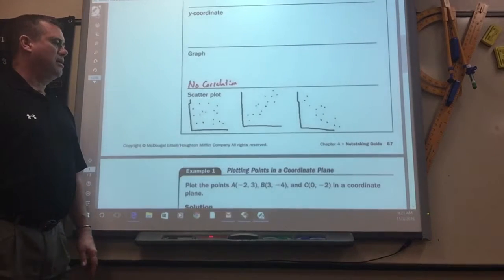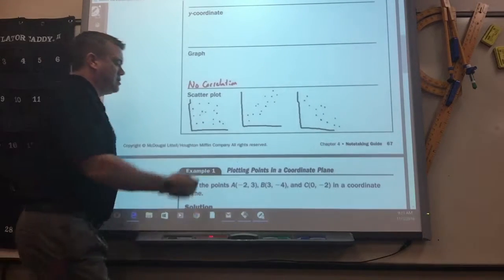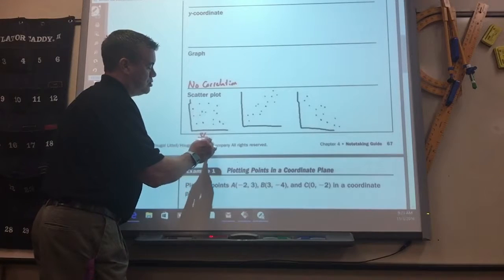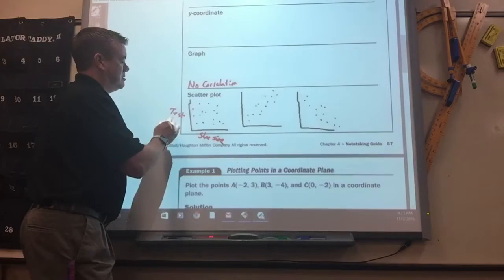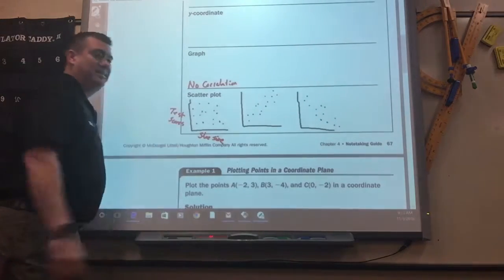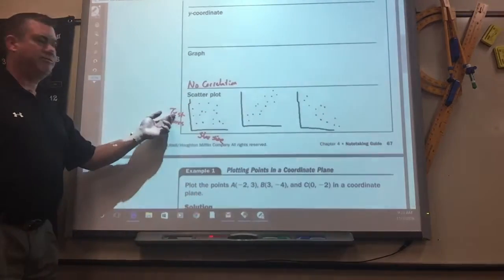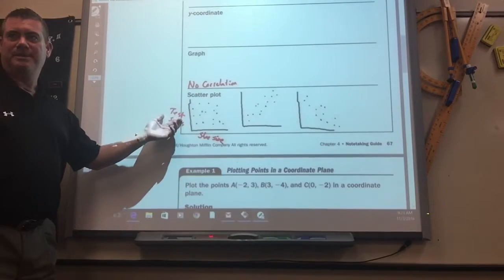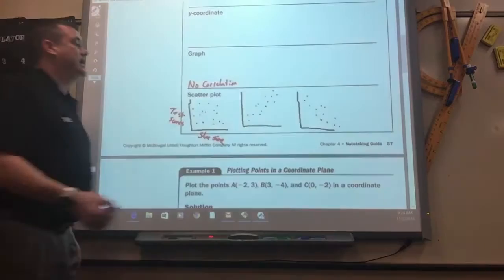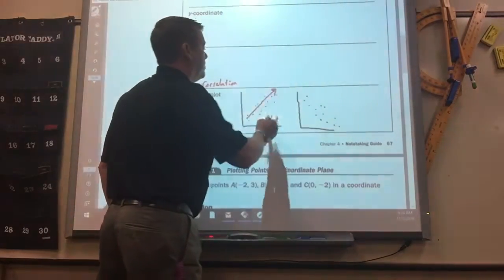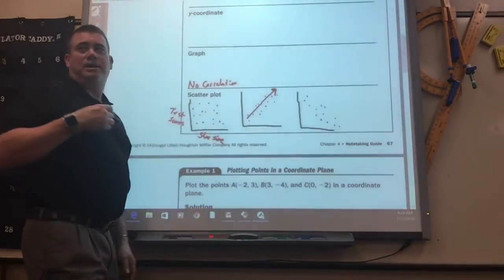An example of something that's probably no correlation is shoe size and test scores. How big your feet are is probably not going to affect how good you do on your test, right? So you would expect that to just be scattered all over. If it's going up, remember what kind of correlation that is?